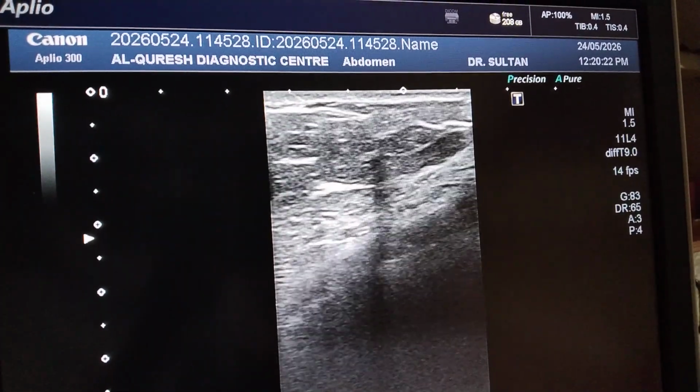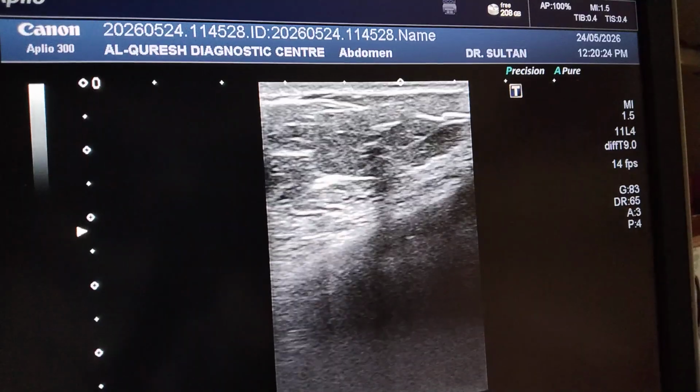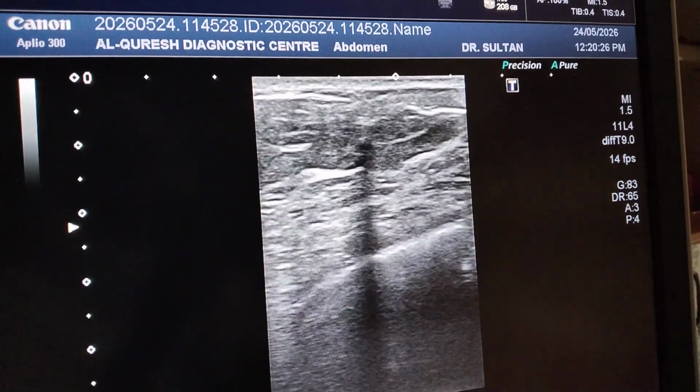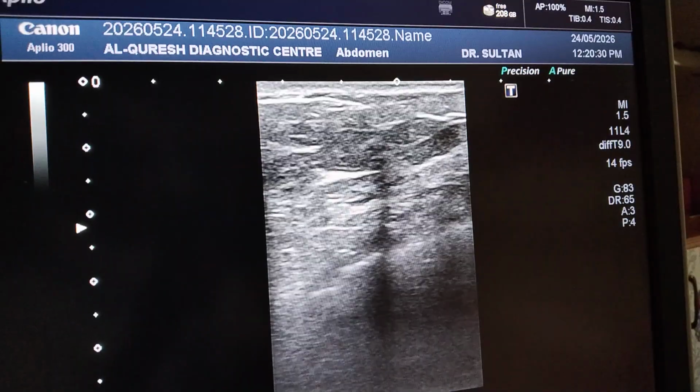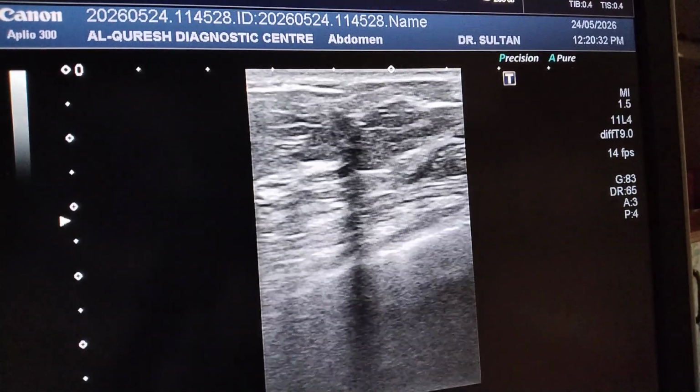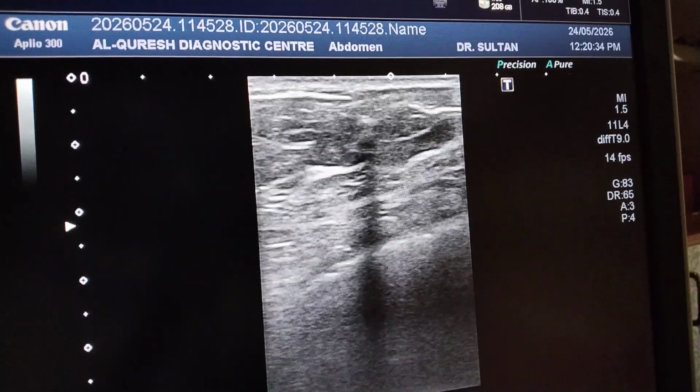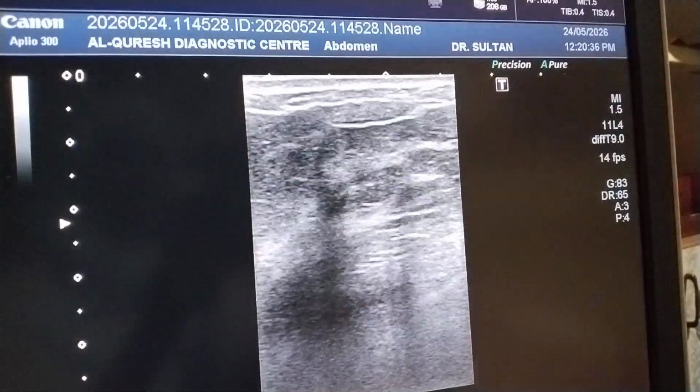Dear colleague, I am Dr. Sultan Ayub, working as a radiologist. This is a female, 45 years of age, with history of lump in the right breast. So I am going to scan the right breast.